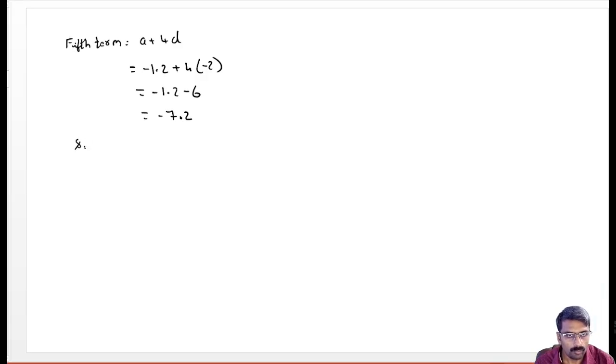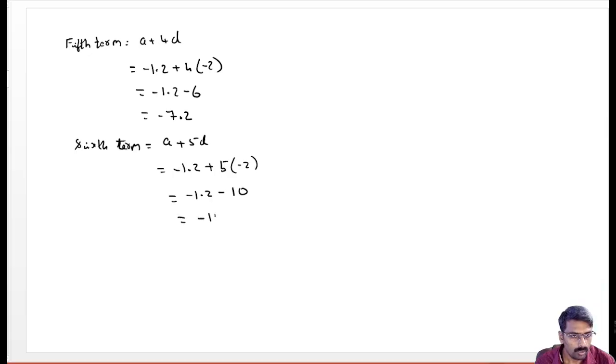Similarly, sixth term would be equal to a plus 5 times d, that would be equal to minus 1.2 plus 5 into minus 2, which would be equal to minus 1.2 minus 10, which would be equal to minus 11.2.